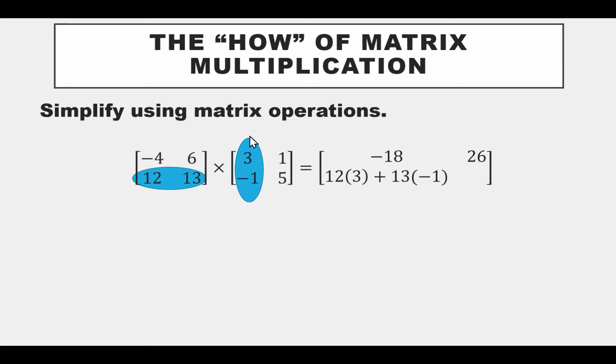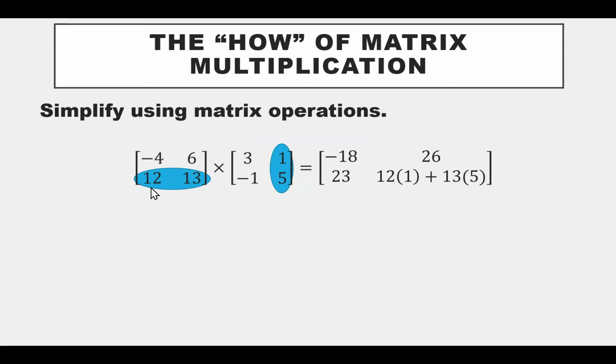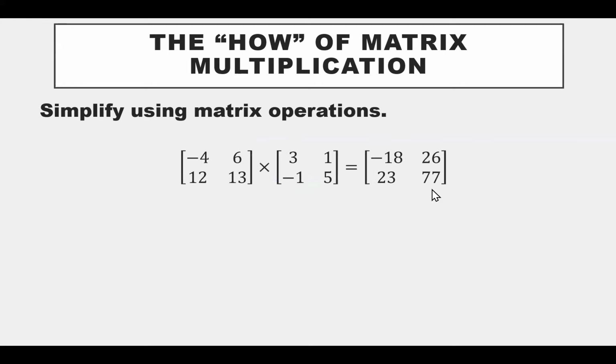Second row times first column, that's 12 times 3 plus 13 times negative 1. That'll be 36 minus 13, which is 23. And then I will multiply the second row by the second column, 12 times 1 plus 13 times 5. That gives me a 77.